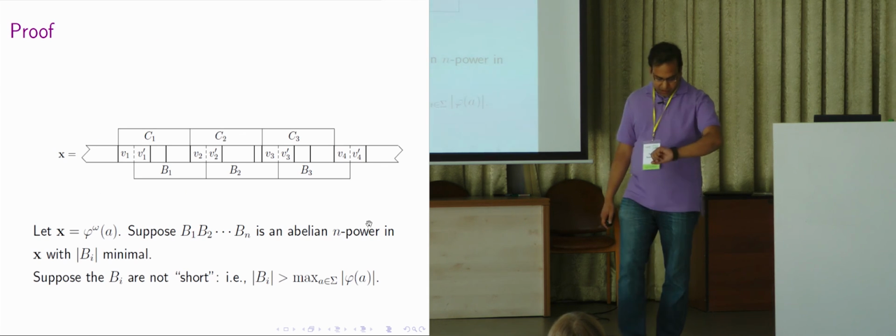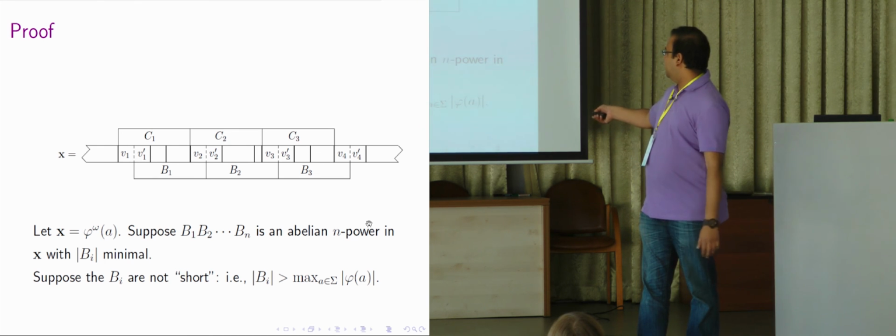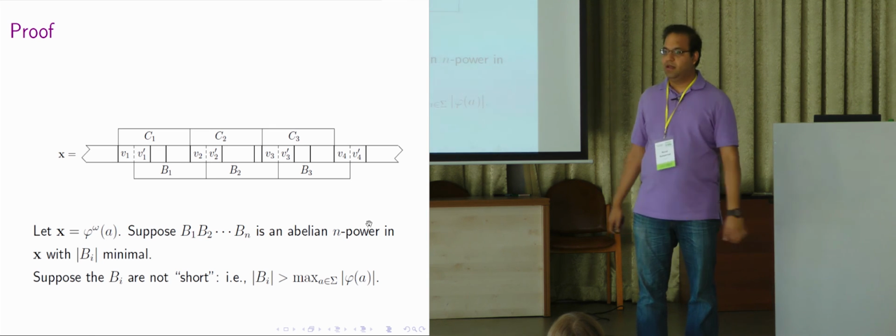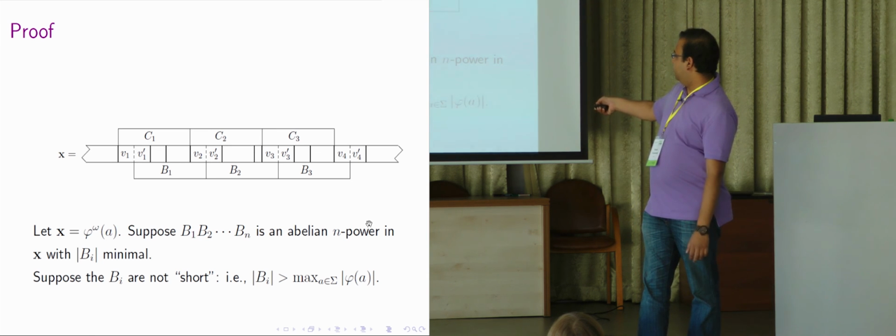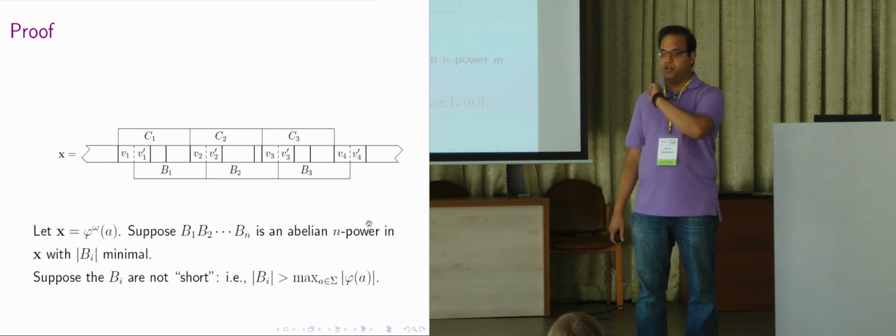So here's how the proof goes. It's a proof by contradiction. So suppose there is an abelian nth power. So let's say n equals 3. So in my picture, I have this abelian cube, B1, B2, B3. Right? I have some abelian cube.